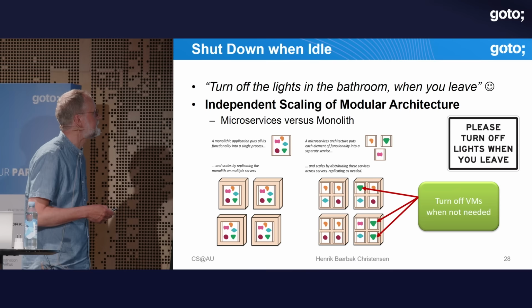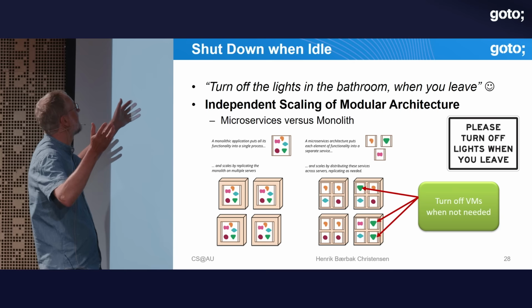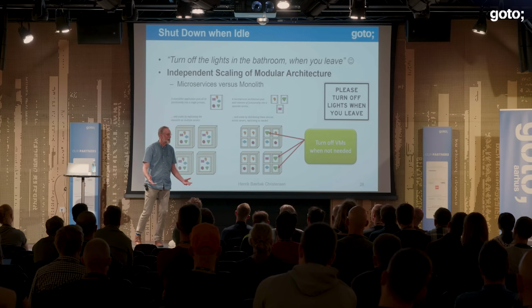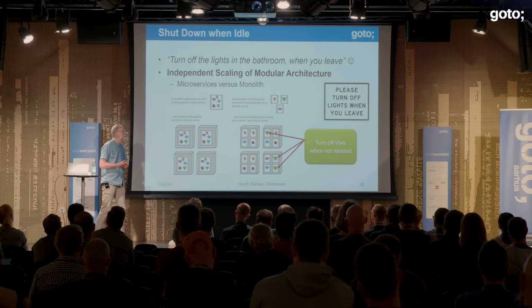And the fun thing is, each of these categories actually relates to something we can do at home. So the first thing is shut down when idle. And it's the same thing as, God damn it, turn off the lights in the bathroom when you leave it, right? Okay, yell at the girlfriend or the boyfriend and the kids, you know. So if equipment is not used, turn it off, right?